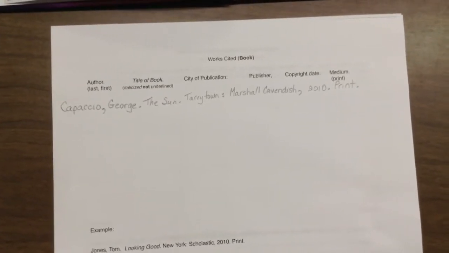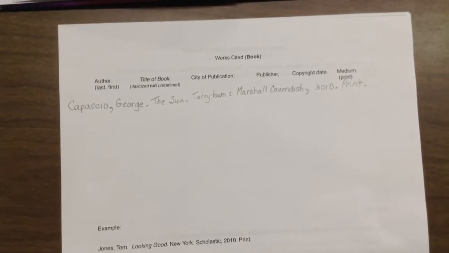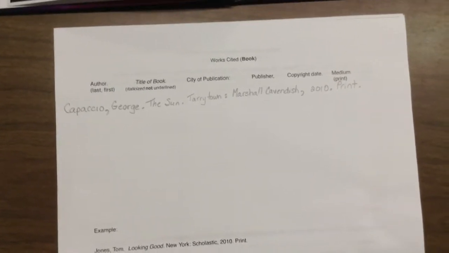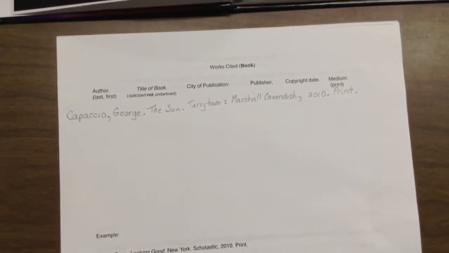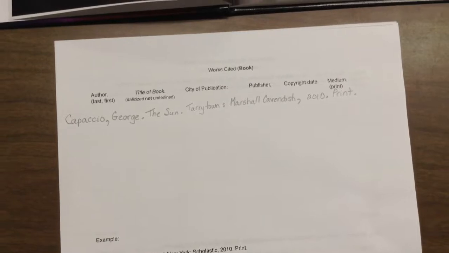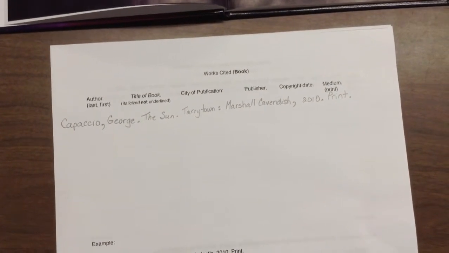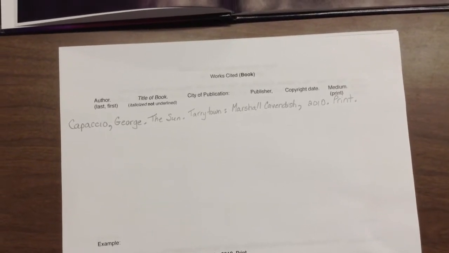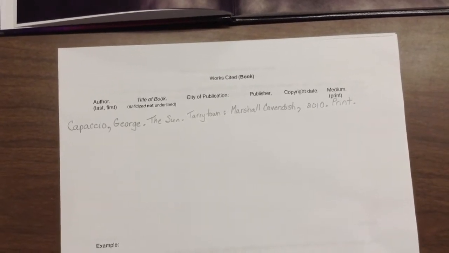Okay, so I've taken the information that we just looked at from the book and I've added it to the works cited template that we have here at Hillside for a book. And you'll see that the author, Carpaccio, comma, George, period. Title of the book, The Sun, period. City of publication, Tarrytown, colon. Publisher, Marshall Cavendish, comma, copyright date 2010, period, print, period.